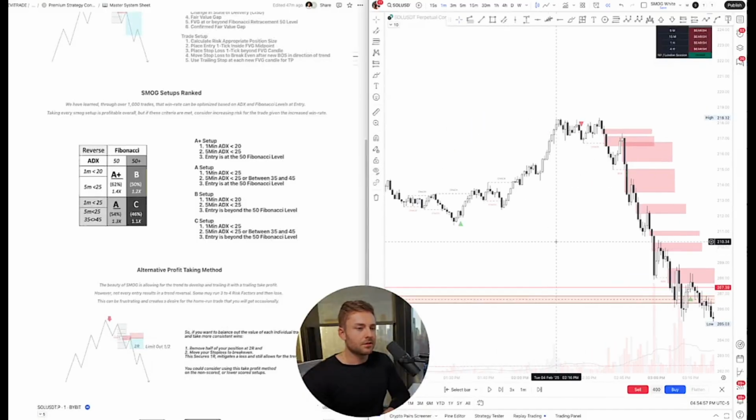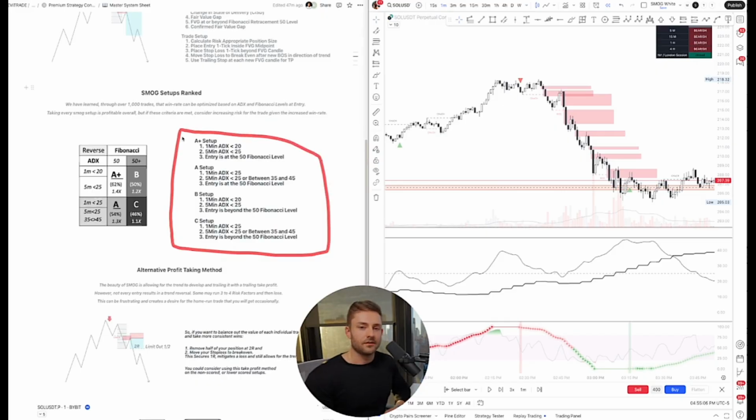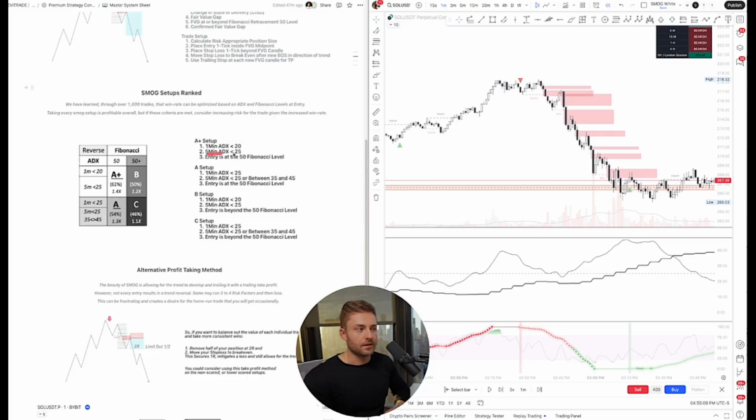Additionally, when we're talking about setups, there's a way that we can rank them. And this is cool because this is what we found in our data findings. This is all rooted in data where we were evaluating which criteria were the best, which were the most profitable, and we came up with this table.